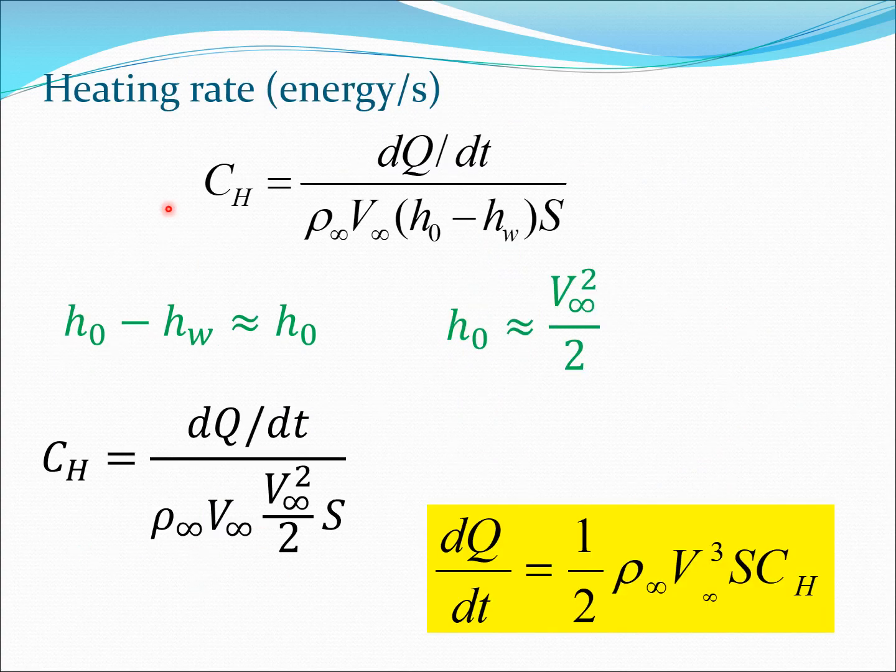So now let's get back to the Stanton number and let's look at the heating rate. Now this is the definition of Ch, and now what we do is we replace h0 minus hw by v infinity squared by 2. So if we do that, then I get here Ch is dq by dt divided by rho v infinity squared by 2 into s. So now this equation I can write in this form here. I can take dq by dt to one side and the remaining terms to the other side, and I get this very important equation. Now we are going to study this in detail because it's going to give us some idea about the heating rate.